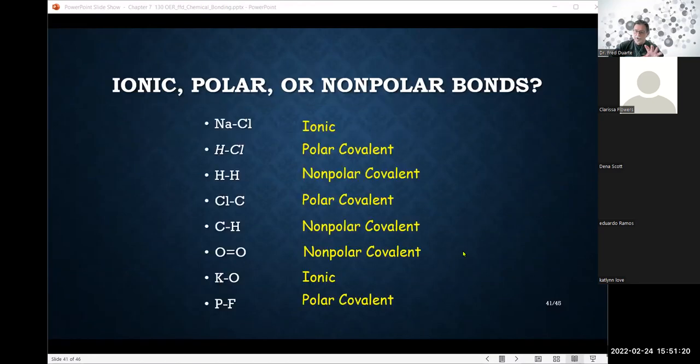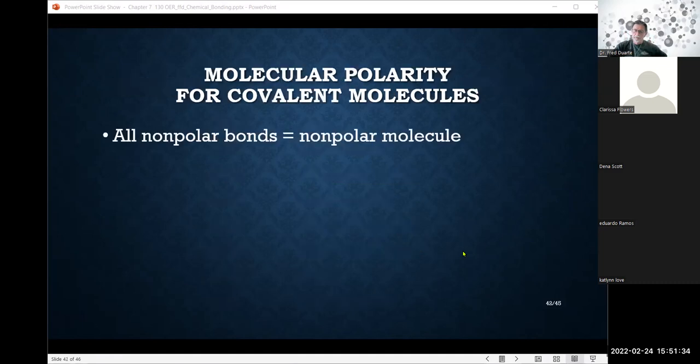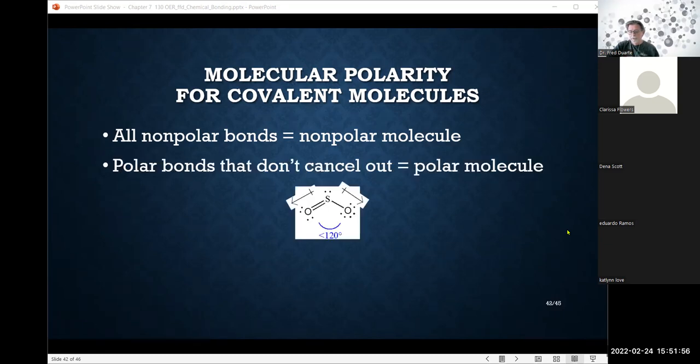All right. Now, we've been talking about the bond itself. And now we can determine what's the overall effect on the full molecule based on the bonds within the molecule. As I stated before, when you identify the bonds in that molecule, and all of them are nonpolar, then you have what's called a nonpolar molecule. Nonpolar bonds produce a nonpolar molecule. If you have a polar bond and they don't cancel out, then you have a polar molecule. Now, what does that mean? Let me explain this. You see here, sulfur dioxide, okay?